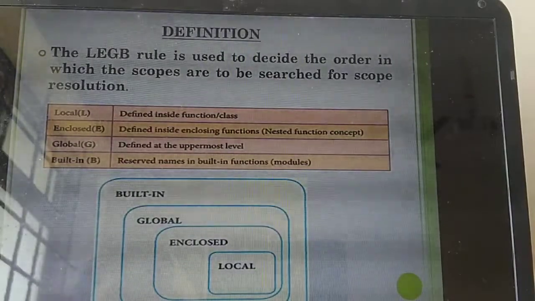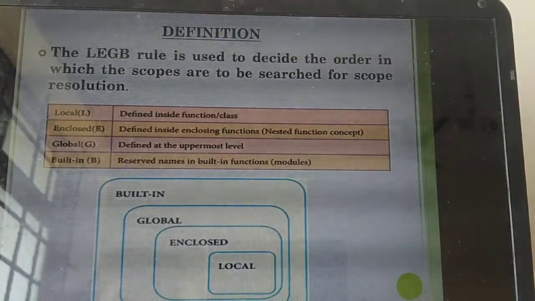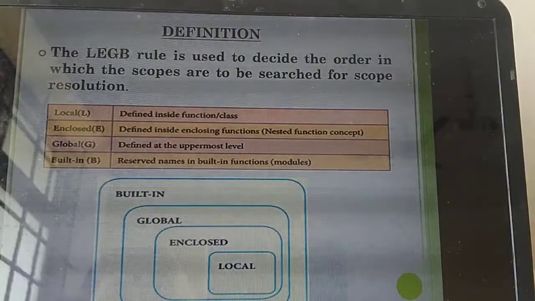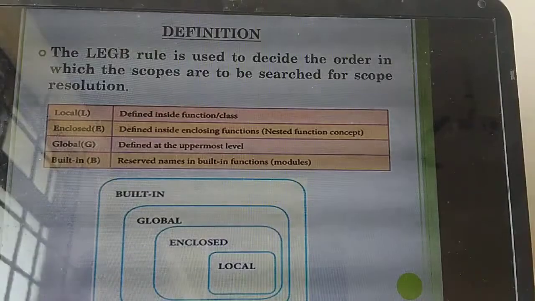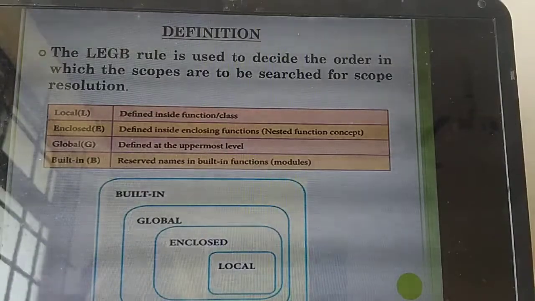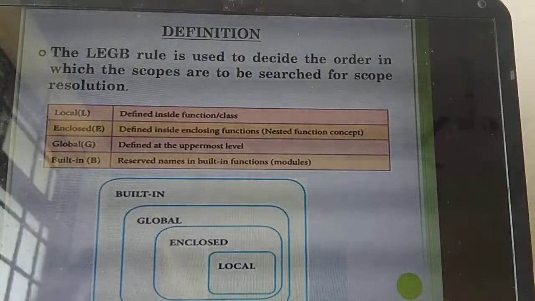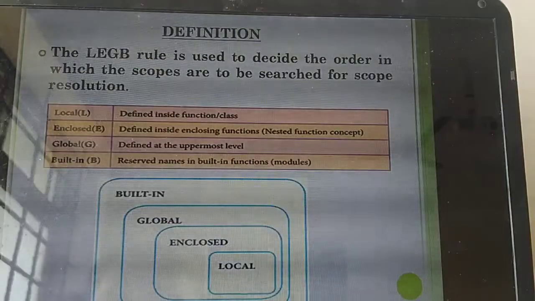Next one is built-in. Built-in means the name itself is built in, already available. For example, when you work with C, C++, Java or Python, each and every program has some built-in modules. While you are installing the software itself, some built-in functions or modules are there. That is called built-in. So what do you mean by LEGB? Local, enclosed, global and built-in.